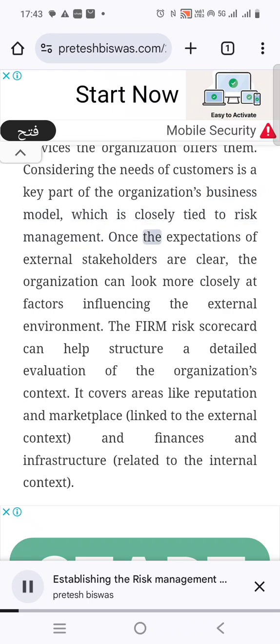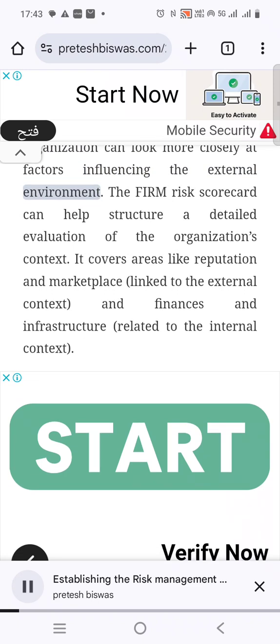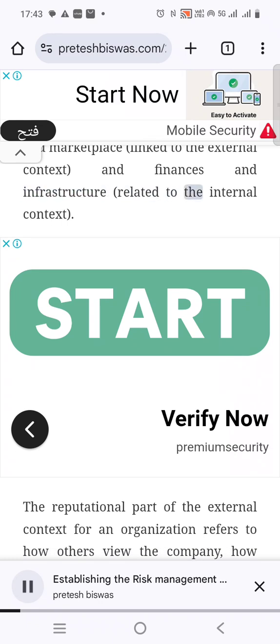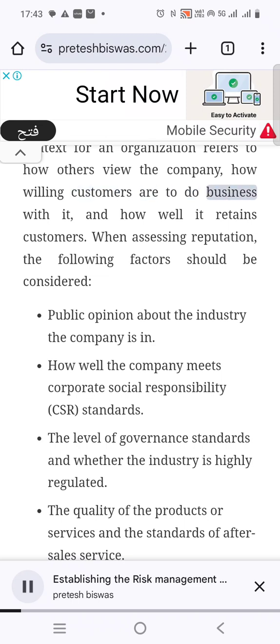Considering the needs of customers is a key part of the organization's business model, which is closely tied to risk management. Once the expectations of external stakeholders are clear, the organization can look more closely at factors influencing the external environment. The firm risk scorecard can help structure a detailed evaluation of the organization's context. It covers areas like reputation and marketplace, linked to the external context, and finances and infrastructure, related to the internal context. The reputational part of the external context for an organization refers to how others view the company, how willing customers are to do business with it, and how well it retains customers.